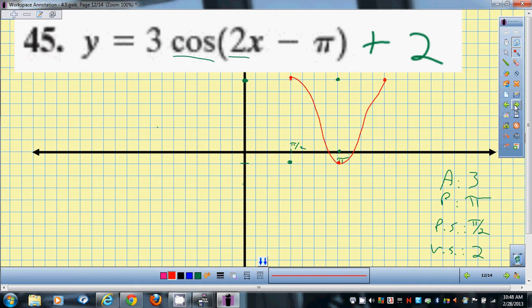It'll probably make more sense when we do another one. Let's do one that's a sine function. Let's do 25.